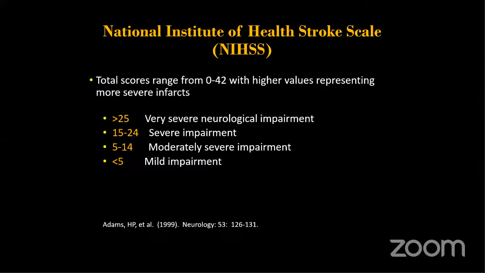The total score is from 0 to 42, with higher values representing more severe infarcts. More than 25 points is a very severe neurological impairment. 15 to 24 is a severe impairment, while 5 to 14 is a moderately severe impairment, and less than 5 is a mild impairment. It depends on which points are lost in the NIH Stroke Scale.